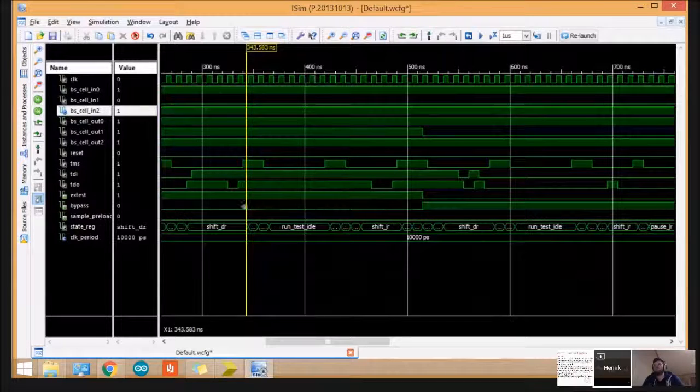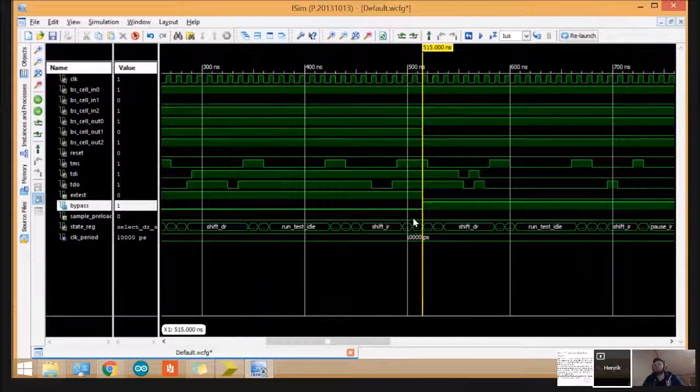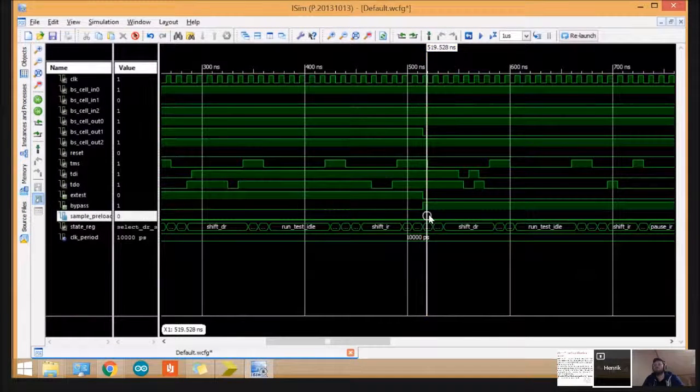On the fourth, we would shift to bypass, and this is here. And then we would observe if the bypass instruction would return the cells to transparent/normal running mode. And we can see that it does.